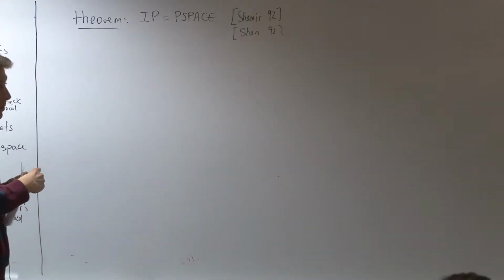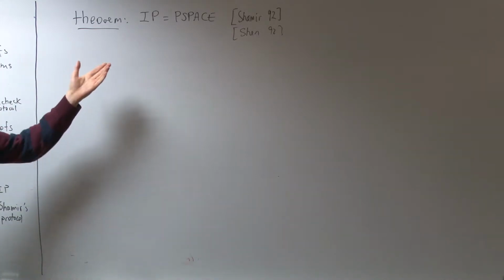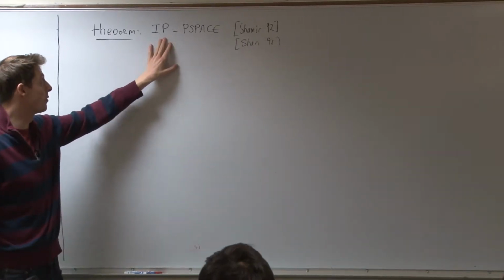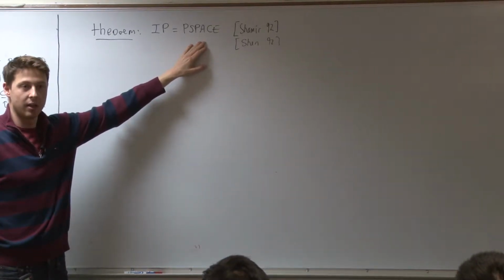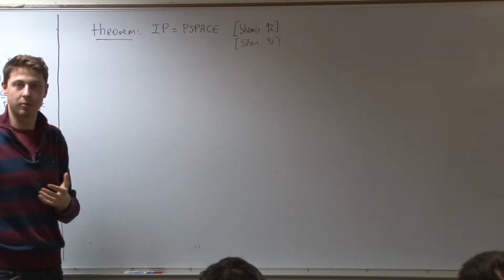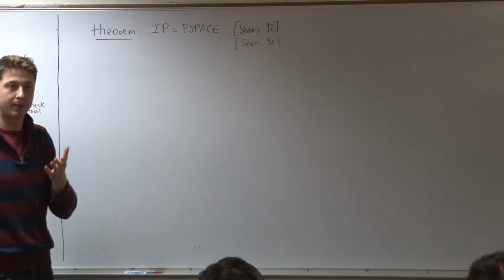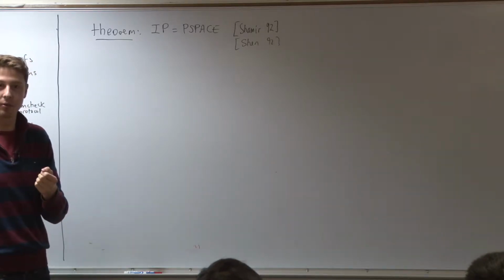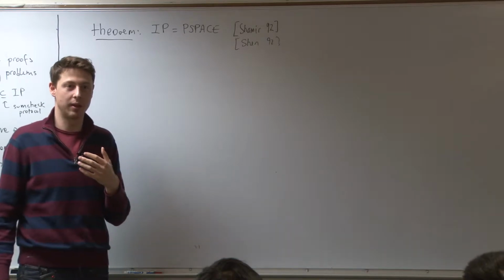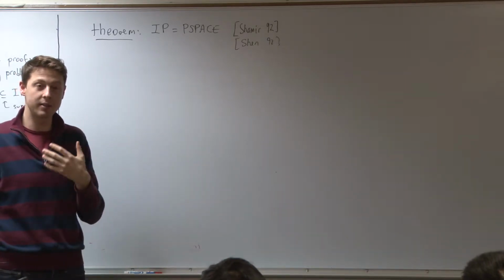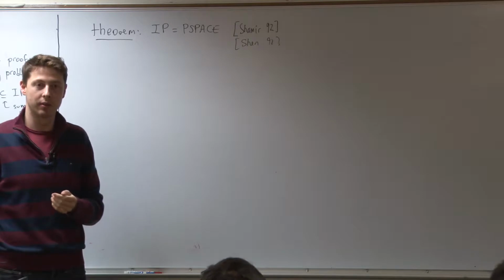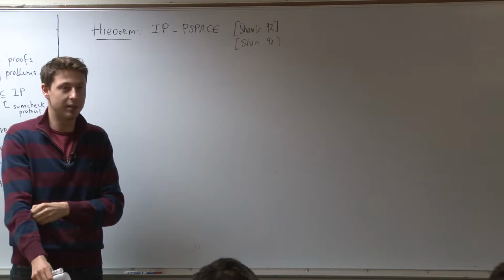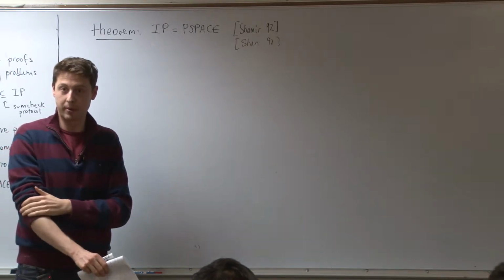Now, the high-level approach for this theorem will follow a similar recipe. First, if we want to construct interactive proofs for an entire complexity class, then what is our first step? Yeah? Figure out a way to represent every problem in that class? Yeah, but there are many problems in that class. So one way to handle an entire complexity class is to choose a complete problem. So the first thing we need to remind ourselves is what is a complete problem for Pspace?